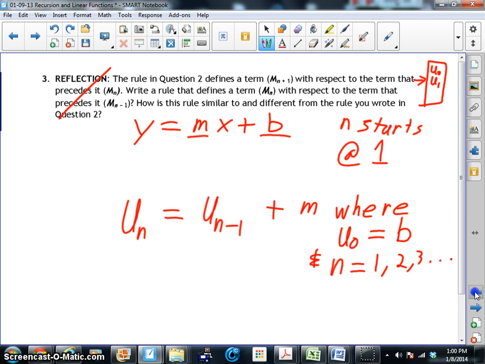All right. And so that should be it for this and how to do these recursive things. You're going to have to be able to put these together by yourselves.